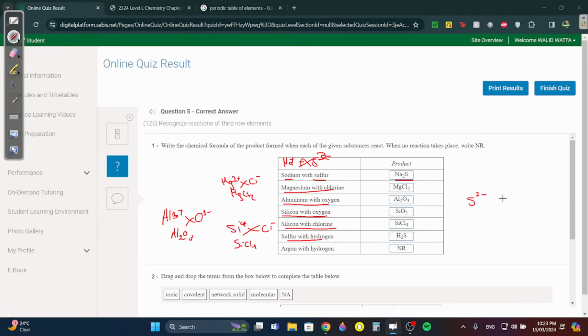Sulfur with hydrogen. S2 minus, I mean, and H crisscross, you get H2S. Remember, you have to write the hydrogen before the actual element for sulfur and for chlorine. Argon with hydrogen, obviously no reaction, because argon is a noble gas, so there's no reaction.